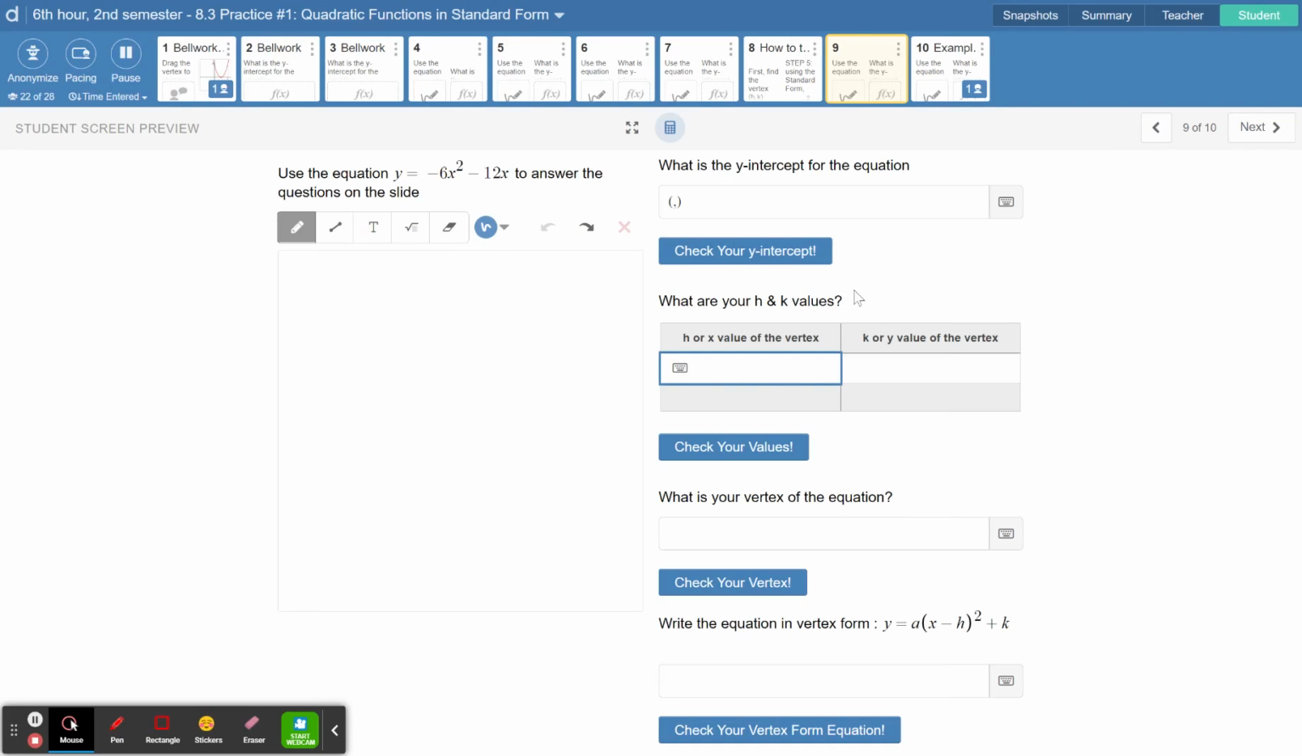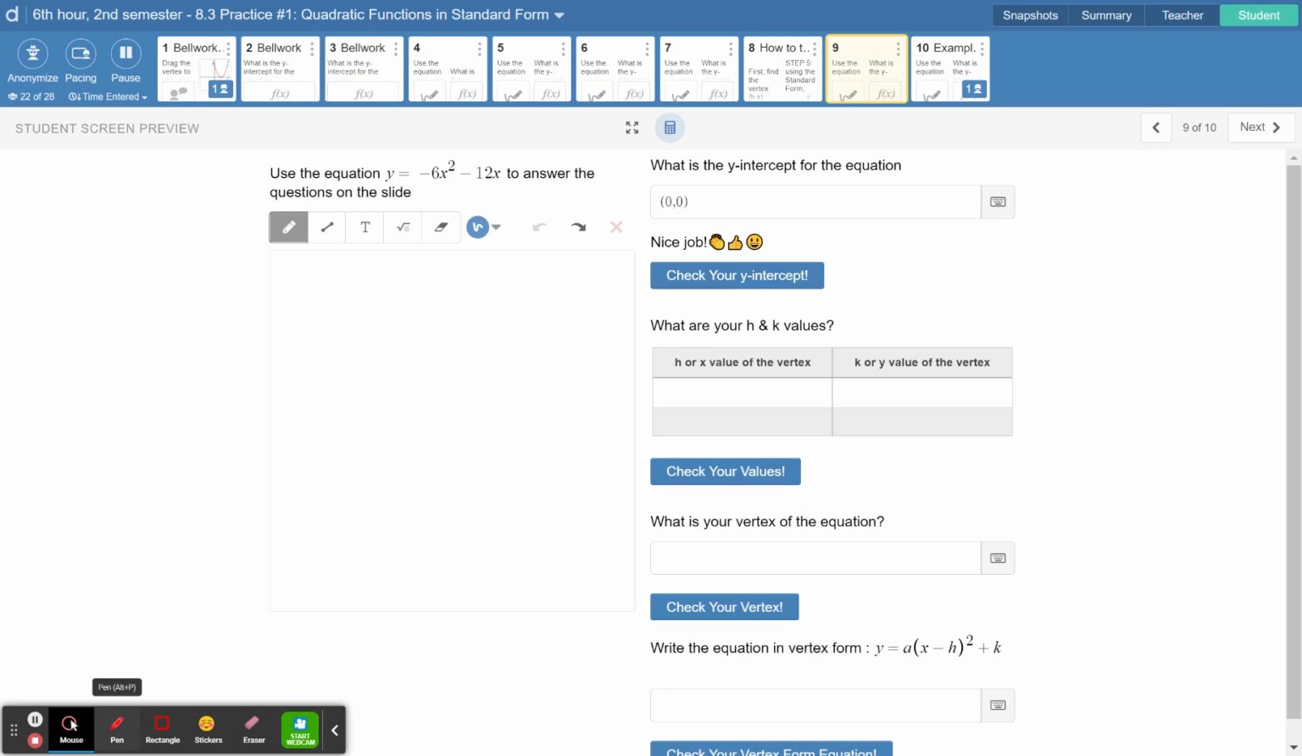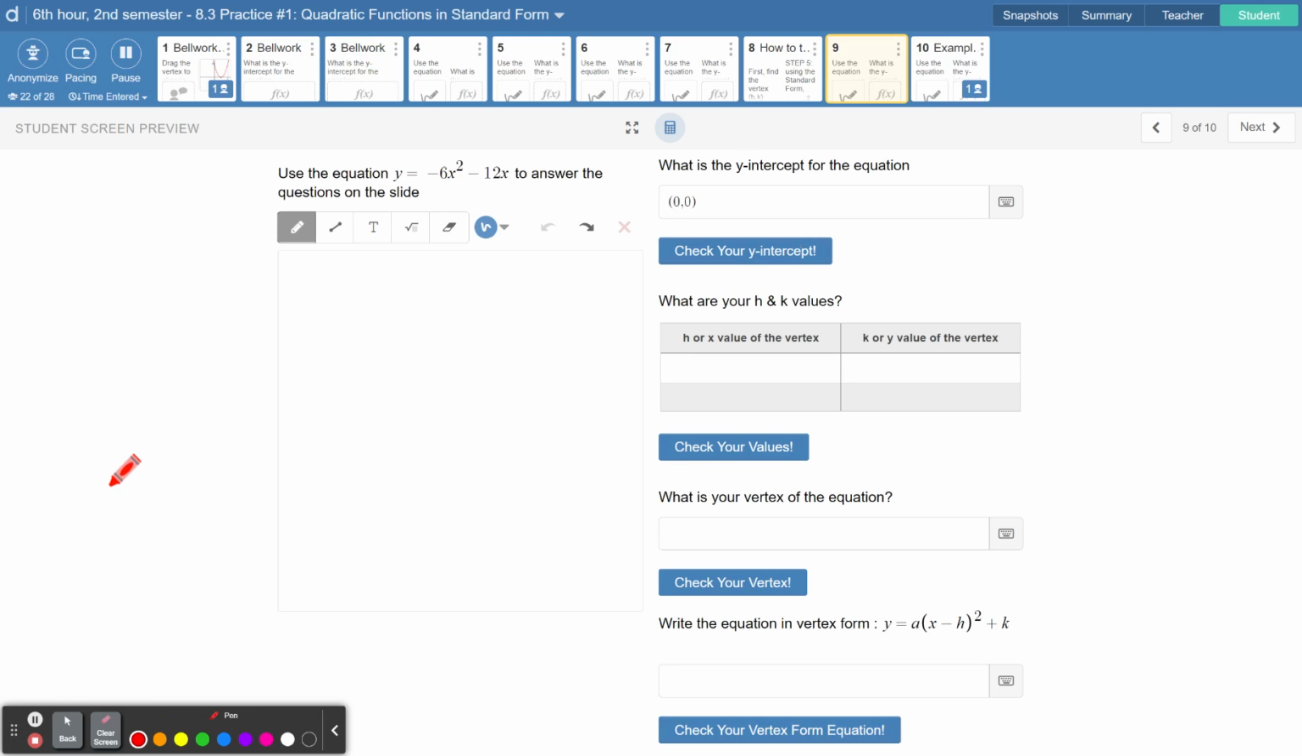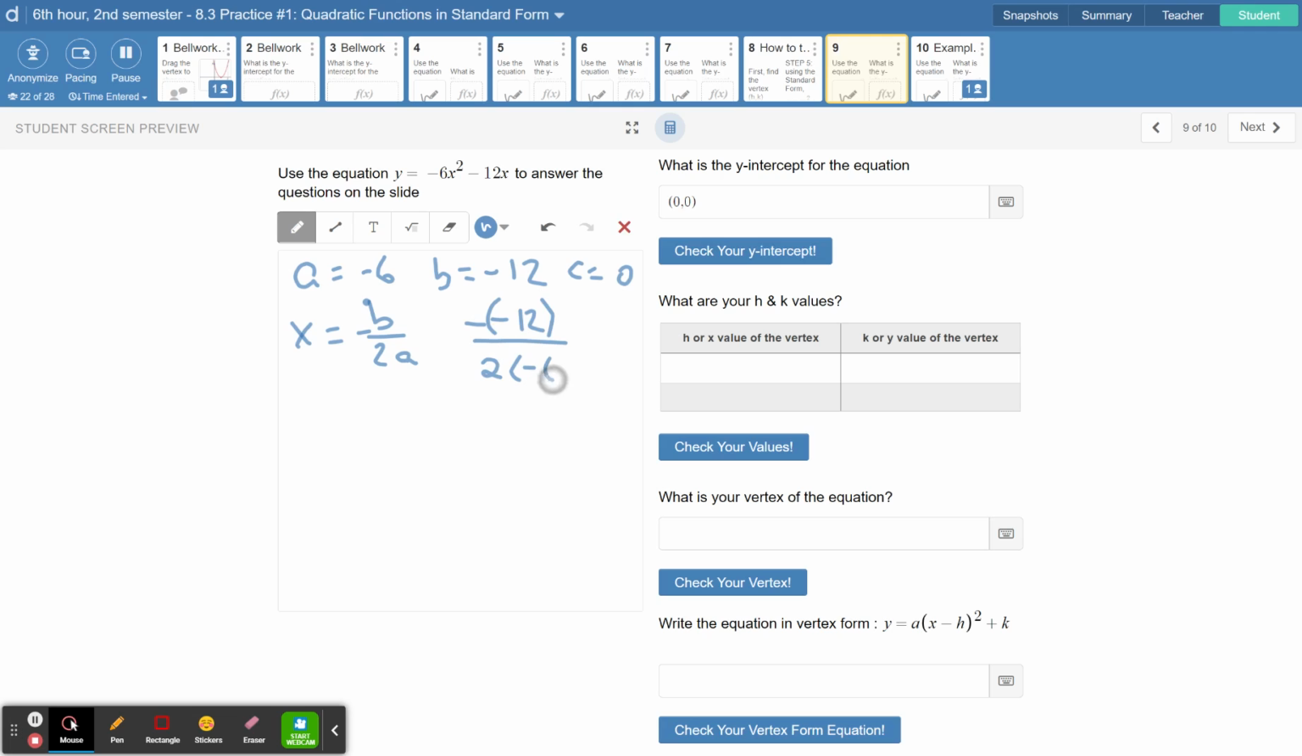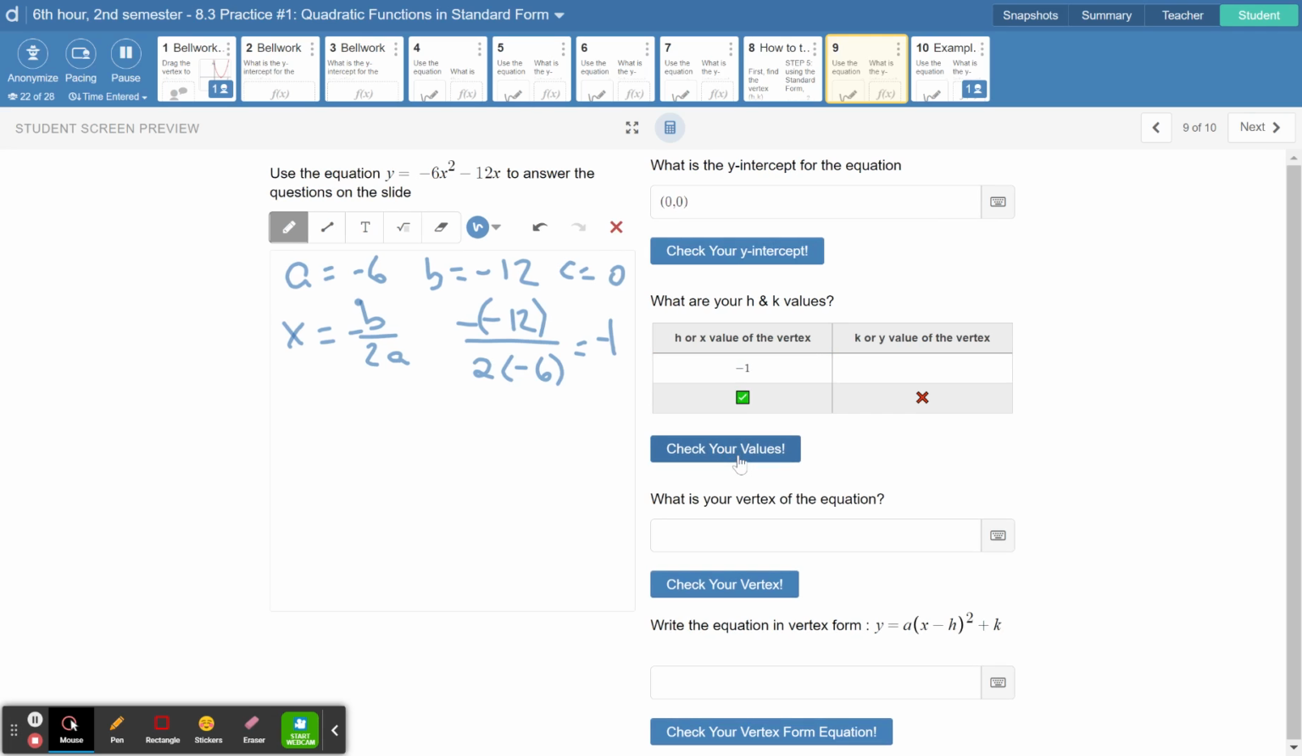All right, in slide number 9, you're going to do exactly the same thing that you did in the other slides. Since there is no C value, it's 0, 0 for your y-intercept. I highly recommend you write the A value, which is -6, the B value, which is -12, and then since there is no C value, it's 0. Now, it's going to be x equals the opposite of b over 2a. So negative, and then the -12 over 2 times -6. Now, if you put that into the calculator, you're going to get 12 over -12, which is going to be a -1. And you can check that in the calculator or in the check values.